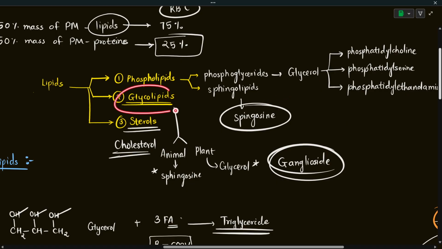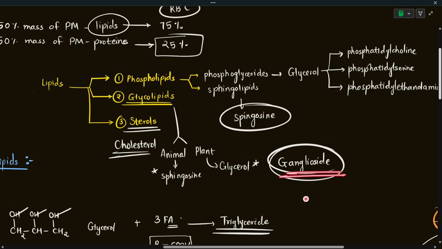Then the glycolipids, they are the lipids on which the oligosaccharide chain has been added. So in the animal cells, the sphingosine backbone is there in the glycolipids, while on the contrary, the plant cell has glycerol as the backbone for the glycolipids. The most abundant glycolipid is ganglioside. Okay, if a question has been asked what is the most abundant lipid in our plasma membrane, then you'll answer phospholipids, but the most abundant glycolipid is ganglioside.